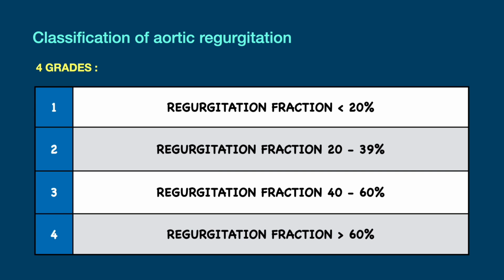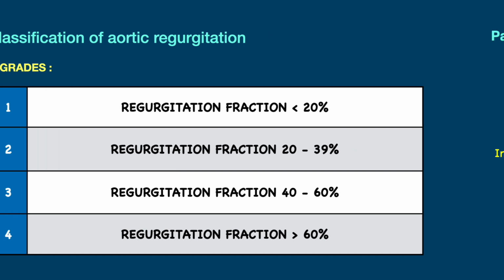And finally, level 4, where we have the regurgitation fraction more than 60%. The left ventricle fills up completely with the contrast agent during the first heartbeat. The contrast agent density is higher in the left ventricle than in the ascending aorta.